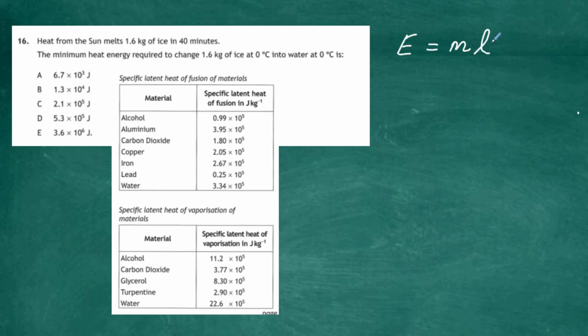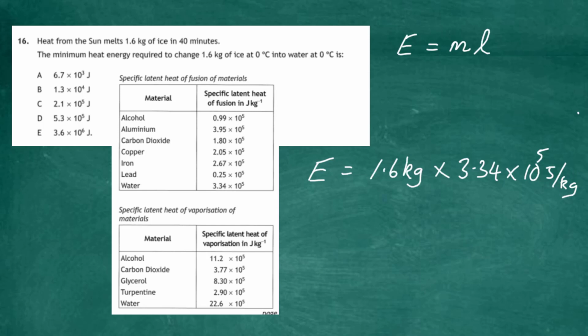So now we know the L value to be used. All we have to do is simply put it into the equation. Energy supplied E is equal to m, and that's going to be 1.6 kilograms. That's how much we are melting. And we have to multiply that by the specific latent heat of fusion of water, which we just found from that table is 3.34 times 10 to the power 5, and the units are joules per kilogram. And you can see the kilograms cancel out. You're left with joules. So we do that in our calculator.